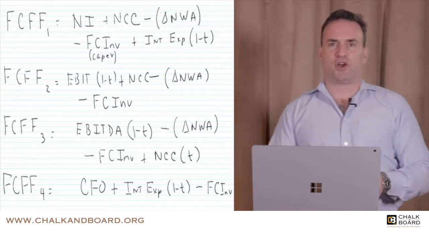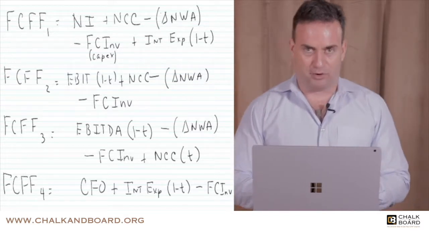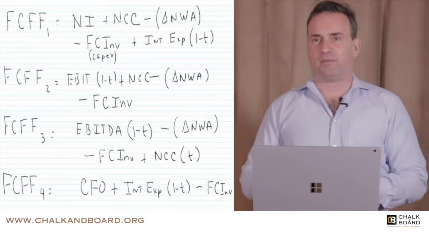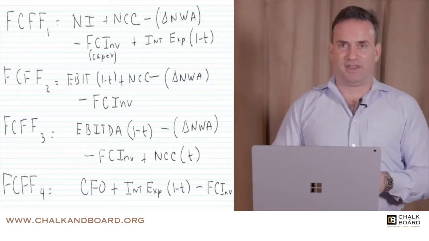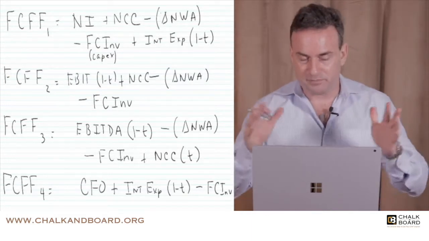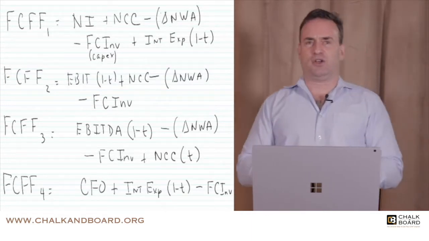The first 3 are using what's called an income statement approach. So number 1, 2, and 3 are using an income statement approach. And the 4th formula that you see in front of you is based on the statement of cash flow. So it's a statement of cash flow approach. Briefly put, let's take a look at the first one.